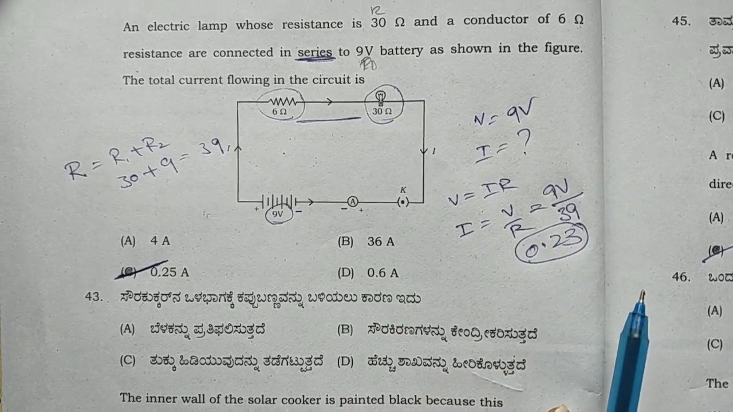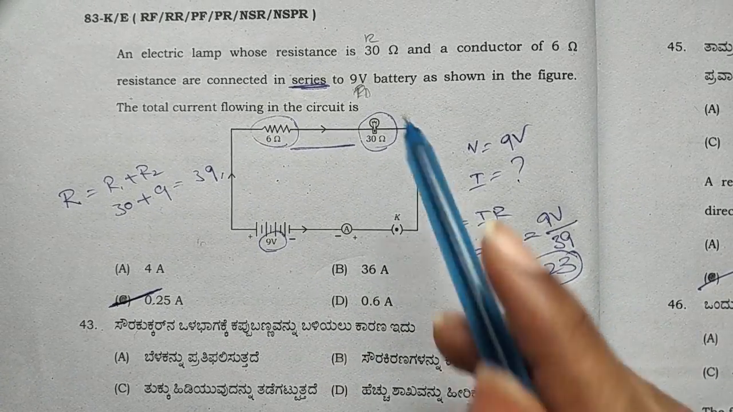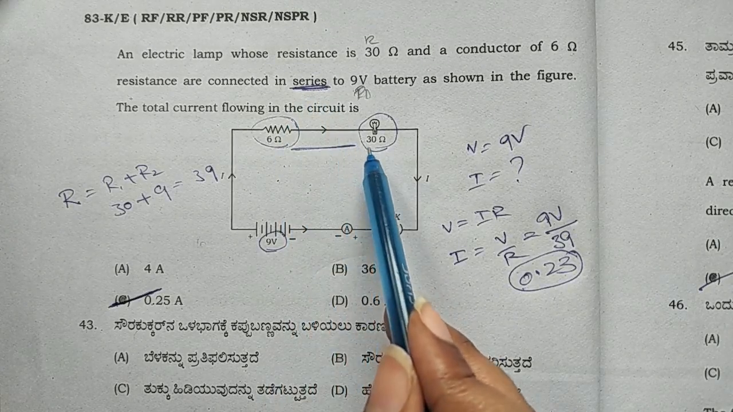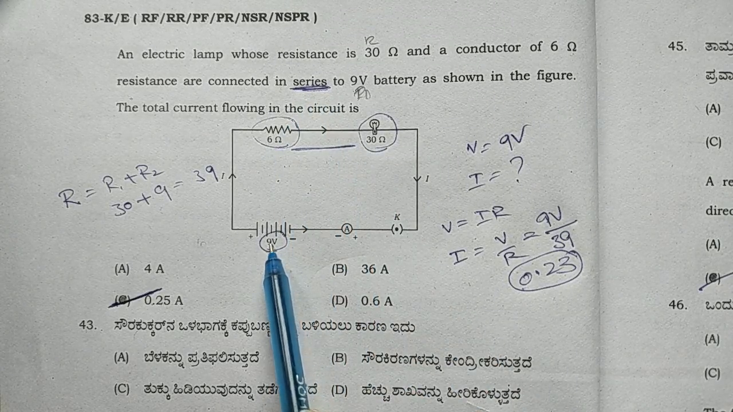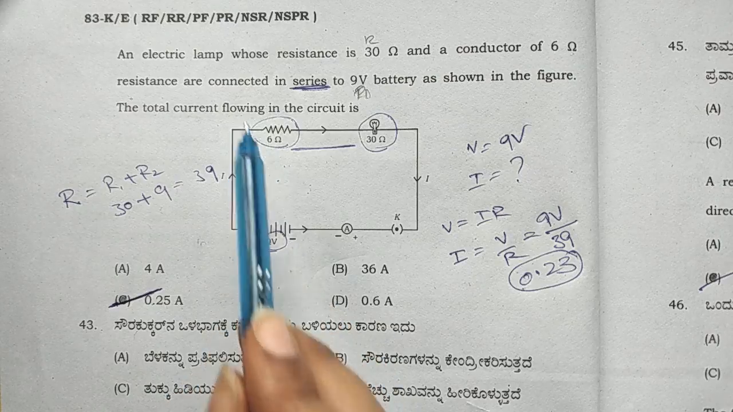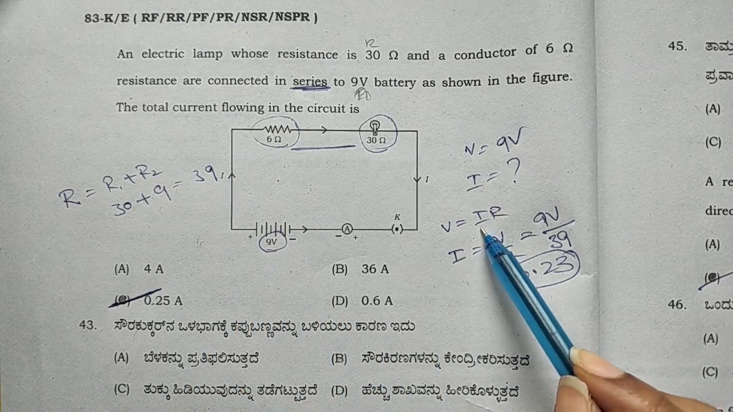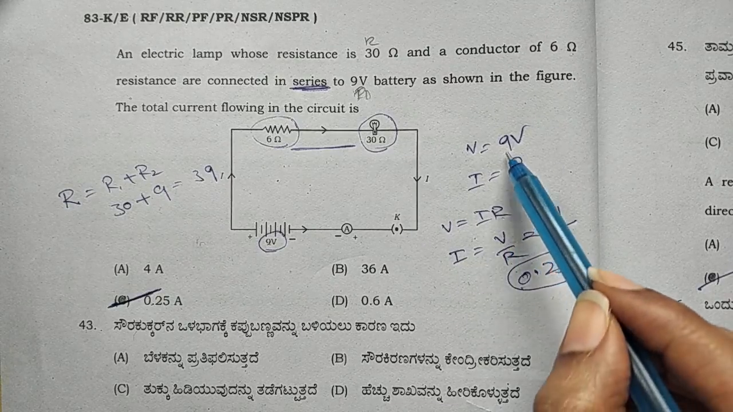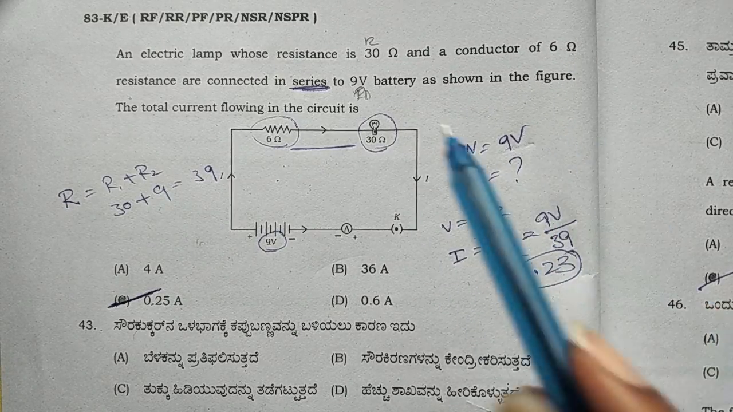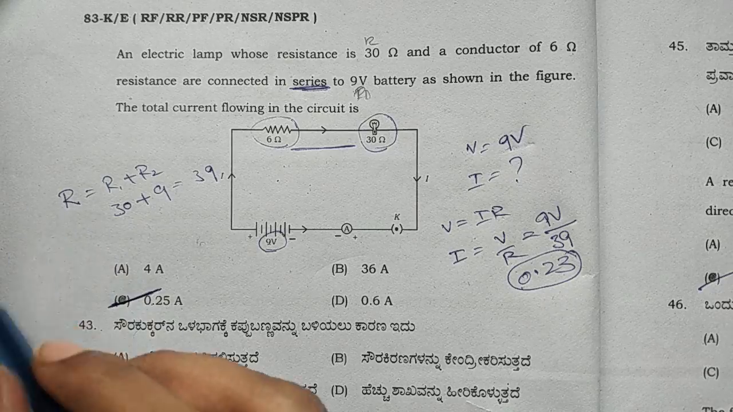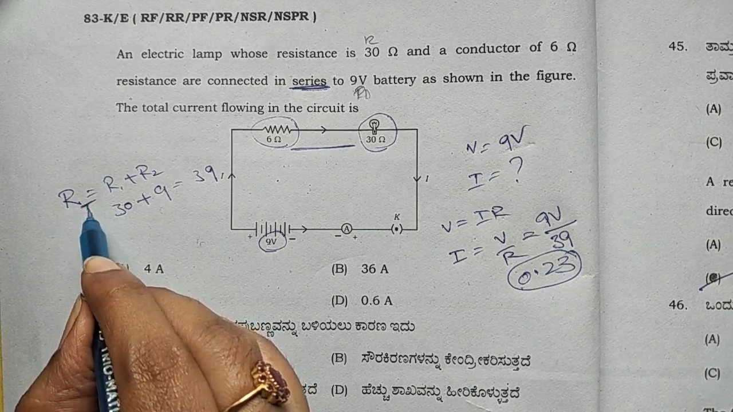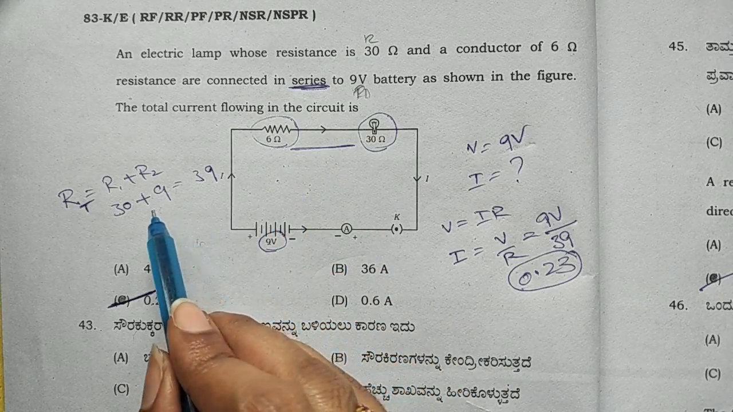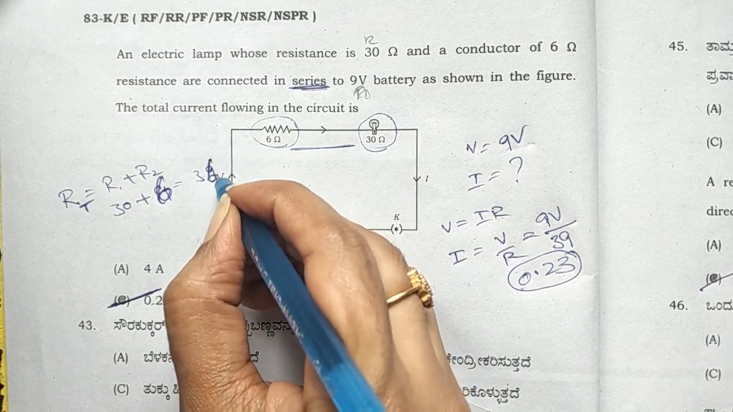An electric lamp whose resistance is 30 ohms and a conductor of 6 ohms are connected in series to a 9-volt battery. So they are asking for the total current, right? So we have Ohm's law, V is equal to IR. So I is equal to V by R. Voltage is given, that is 9 volt, whereas resistance, you have to calculate the total resistance in series. So it is R1 plus R2. So 30 plus 6, it is 36.